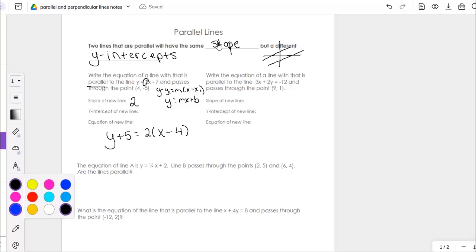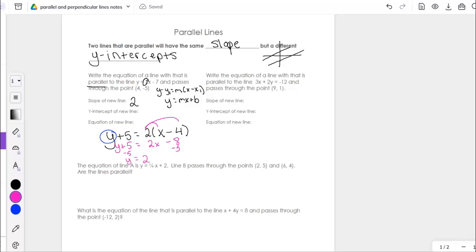To find the y-intercept of the new line, I need to solve for y, because in order to find my y-intercept, I need to be in slope-intercept form. So, distribute my 2, and then subtract my 5. y equals 2x minus 13. That is slope-intercept form, so that means negative 13 is my y-intercept. So the equation is y plus 5 equals 2(x minus 4), the y-intercept is negative 13, and the slope is 2.